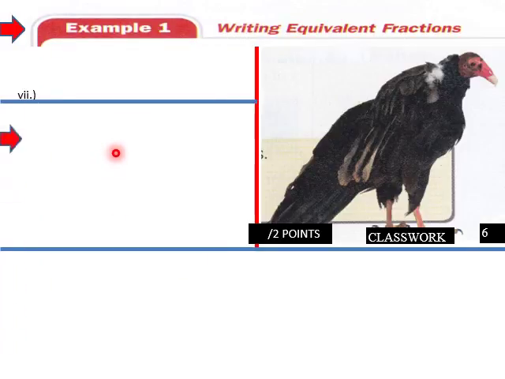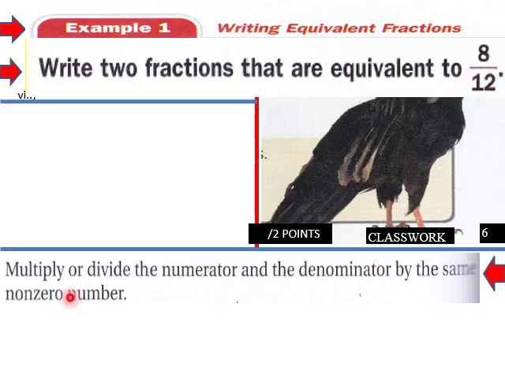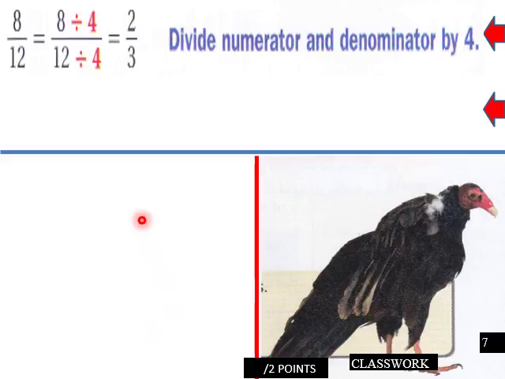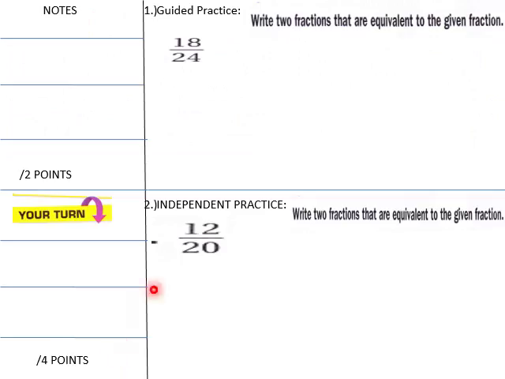Okay, into our first example, writing equivalent fractions. Write two fractions that are equivalent to 8 over 12. Multiply or divide the numerator and denominator by the same non-zero number. We're going to multiply by 3, and we get this fraction, which is equivalent to 8 over 12. Now we're going to divide the numerator and denominator by 4, and we get 2 over 3. That's equivalent to 8 over 12, is it not? So the fractions 24 over 36 and 2 over 3 are equivalent to 8 over 12. They're just in another form.